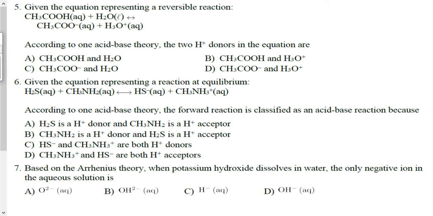For question number 6, they're asking you, according to one acid-base theory or alternate theory, the forward reaction is classified as an acid-base reaction, right? And you have to give them a reason. Why should we consider the given reaction as an acid-base reaction?